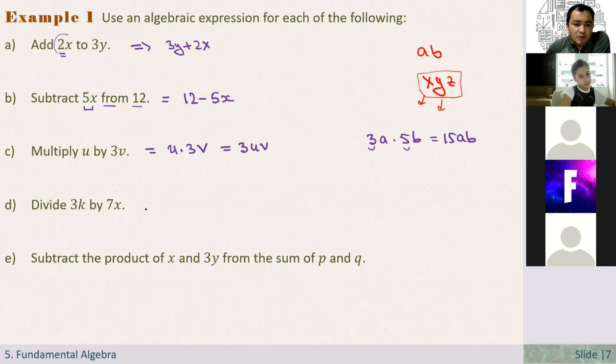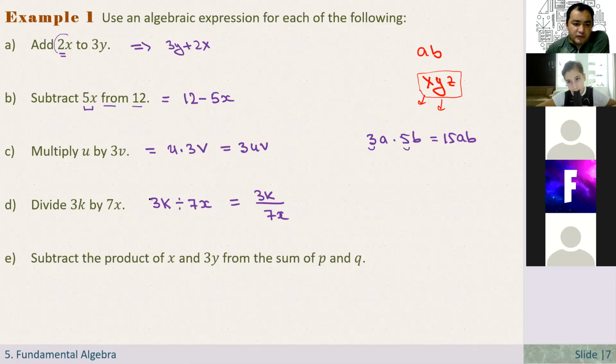Okay. And how about this? Divide 3k by 7x. So that means that we have to divide 3k by 7x, right? Actually, we know that division is like a fraction. I can just write this as 3k over 7x.